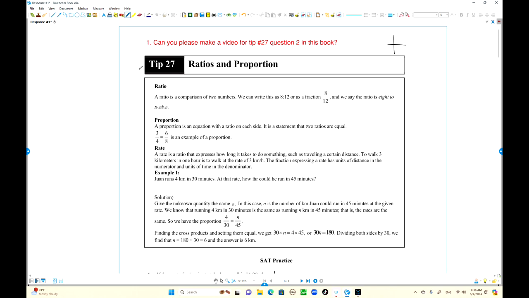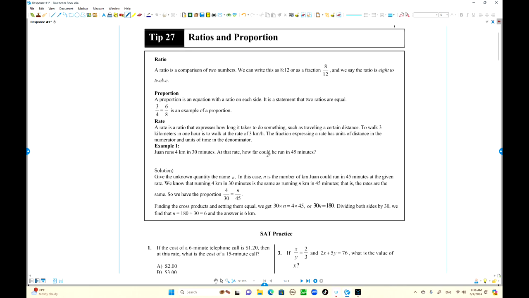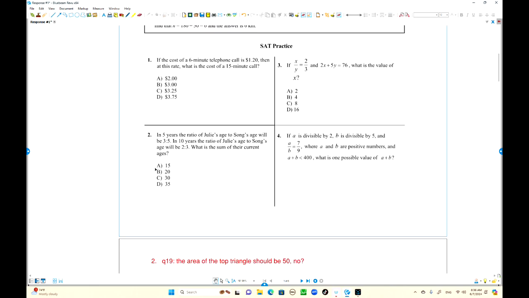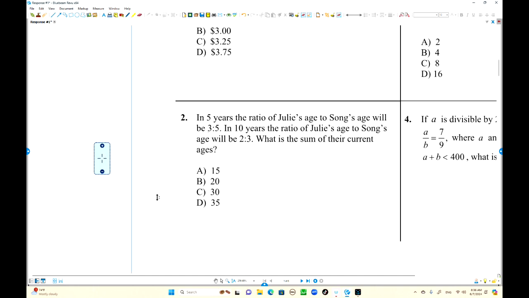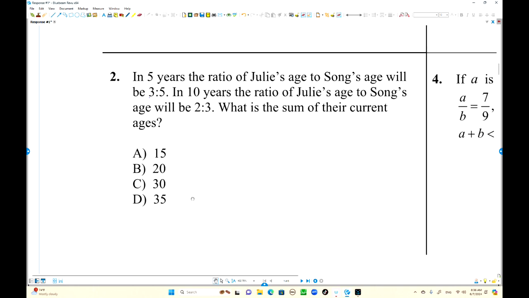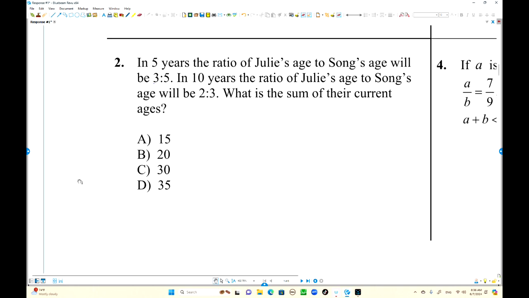The first question is, can you please make a video for tip 27, question number 2 in this book? Yeah, here is number 2. So we're going to try this one. It looks like a little bit complicated question.